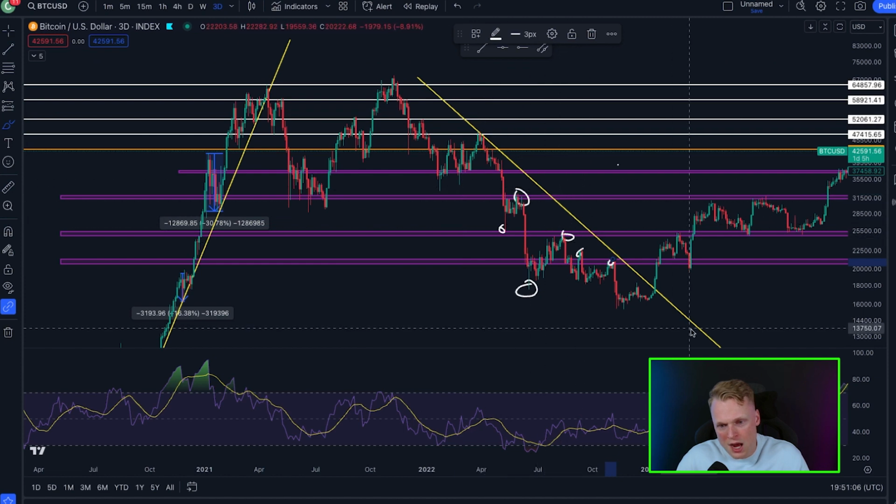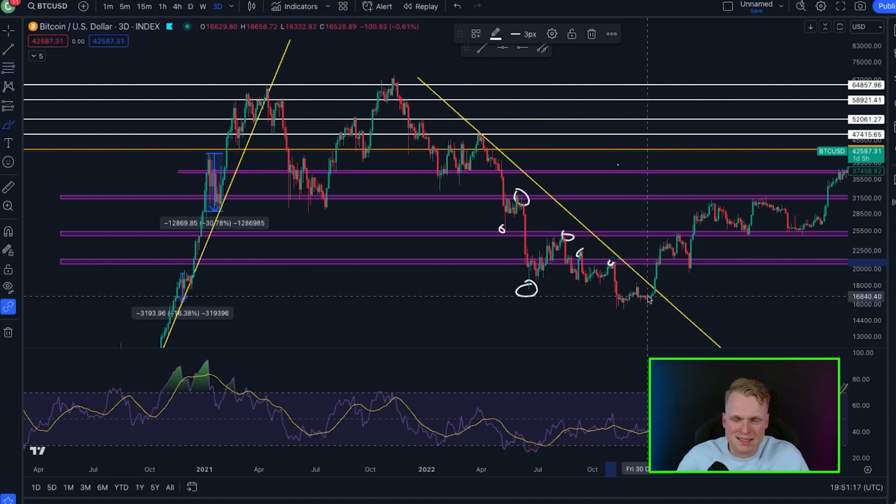We broke out of this zone, the resistance line. And what we see was Bitcoin in the beginning of 2023. We made a new high because this was our previous high. And every time we go lower, but not this time. We broke out of this level.